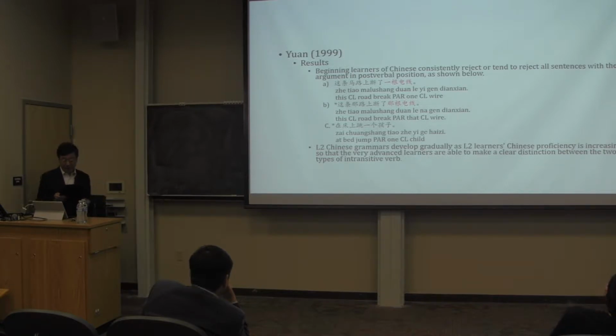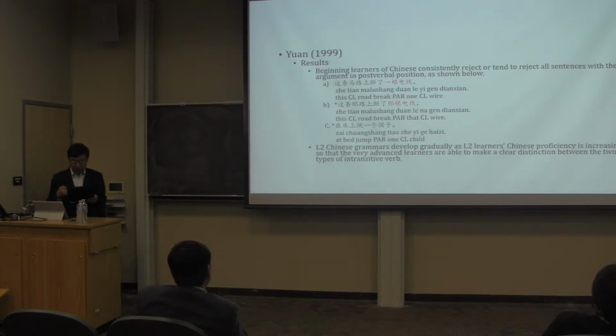So beginning learners reject or tend to reject all the sentences where the argument occurs in the object position, no matter whether it is correct or not. So all the 3 sentences are disallowed in the interlanguage. Yuan's study also found that L2 Chinese grammars develop gradually as L2 learners' Chinese proficiency is increasing, so that the very advanced learners are able to make a clear distinction between the two types of intransitive verb. So an implication is that the syntax-semantics interface is not a problem for English-speaking learners' L2 Chinese grammar.